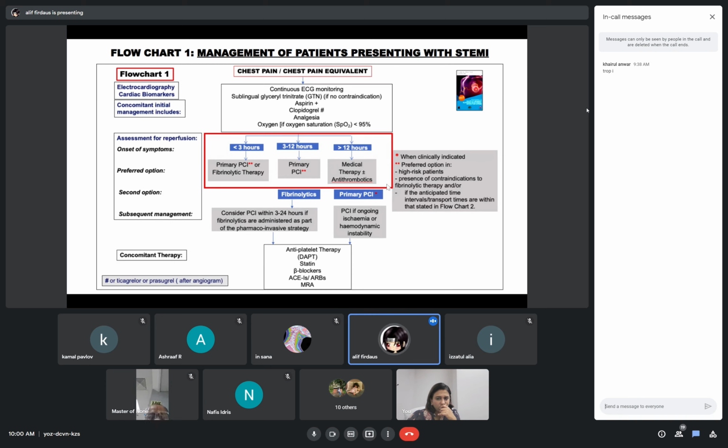Tapi kenapa ada Alif? Alif kenapa nampak dah dalam bracket ada primary PCI dengan warna merah tu? Benda tu. Kenapa dia nak buat juga kalau lebih daripada 12 jam tu? This one, if the patient still ongoing ischemia or unstable. If beyond 12 hours, patient pain score masih 8. Patient unstable is opted for primary PCI.